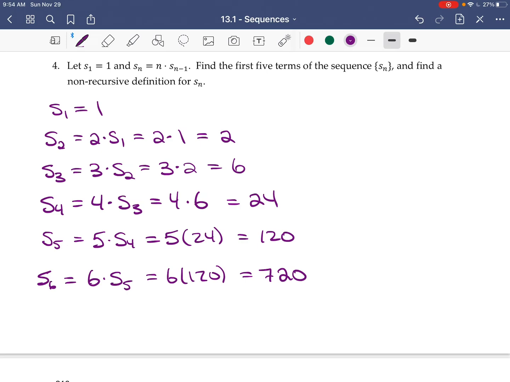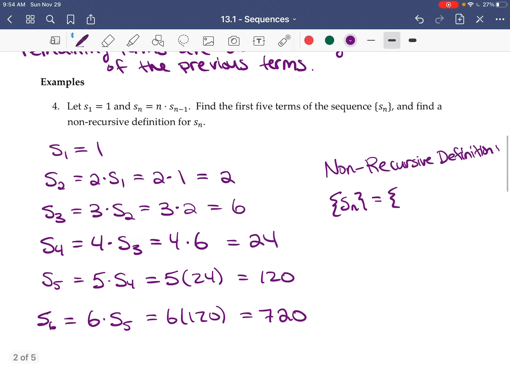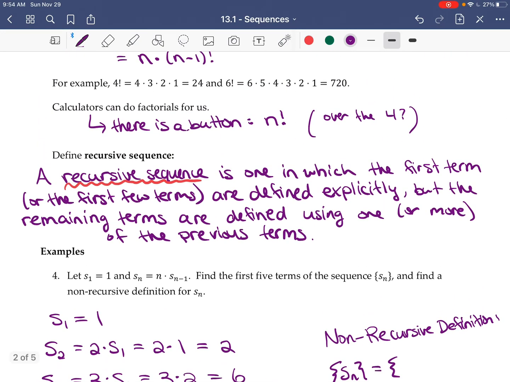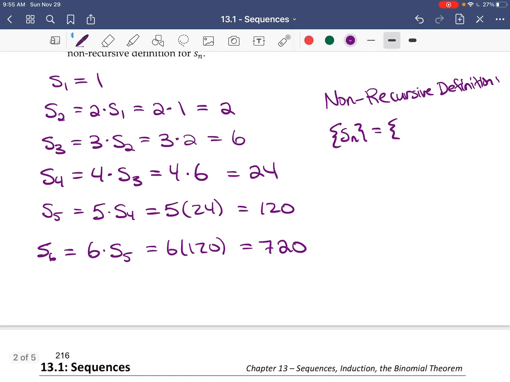Okay, so those are the first few terms. Now we want a non-recursive formula. Okay, so how else could we write Sn, the nth term? Now I did all the way to S6 so that maybe you might notice. But let's talk about this a bit. Okay, so when we did 3 times S2, I wrote 3 times 2. But I could have written 3 times how I computed S2. So it could have actually been 3 times 2 times 1, if I didn't actually compute S2 first.